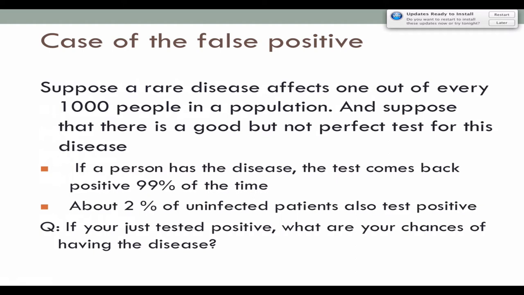Then we read this information: if a person has the disease, the test comes back positive. If the person has the disease, this gives you the conditional event. If the person has the disease, that is, event A happened, what's the probability that the test is positive? That is the probability of B given A equals 0.99. How do we translate the next condition into mathematical language? About 2% of unaffected patients also test positive. 2% of unaffected.